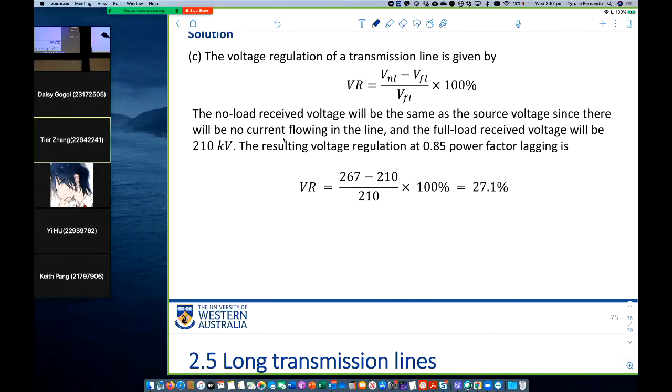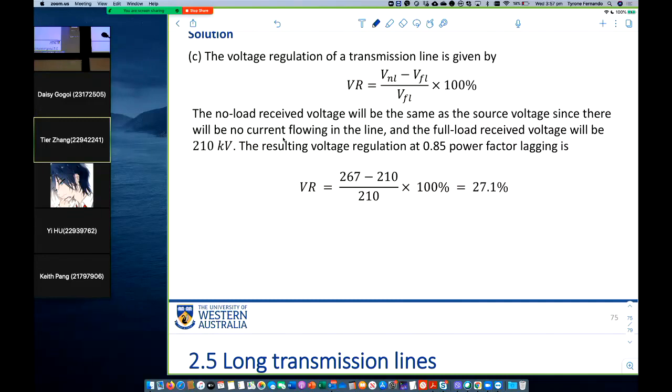Because I have the scenario where we are supplying some rated power to a load, and we have the rated voltage across the load. From that scenario, we have a certain sending end voltage, we just remove the load and then see what is the voltage at the receiving end. That's the no load voltage. So no load voltage is higher than the full load voltage.